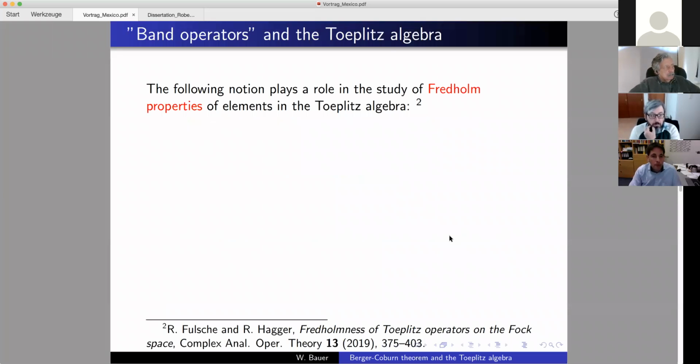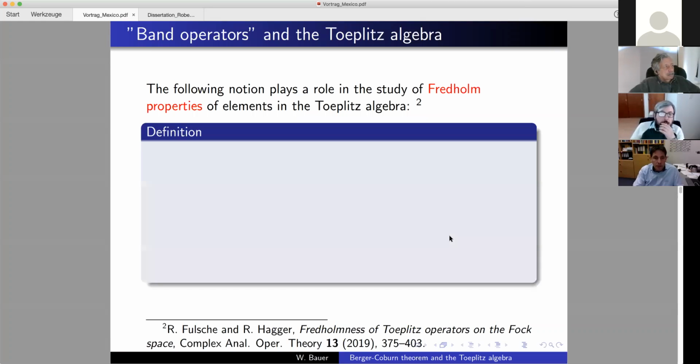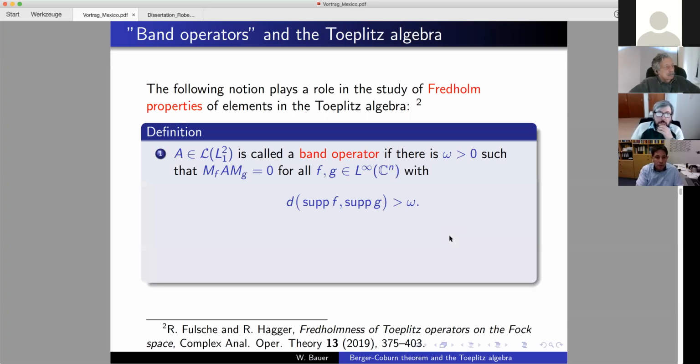Okay, so I give you a third or maybe fourth characterization of the Toeplitz algebra, which uses the notion of band operators. Let me give you the definition. They were used in a paper by Fulsche and Hagger on Fredholm theory for Toeplitz operators on the Fock space. And what is a band operator?